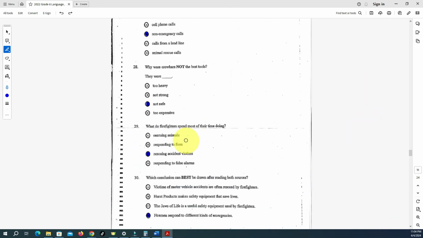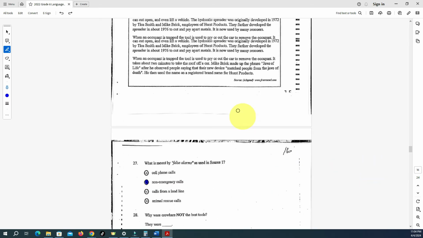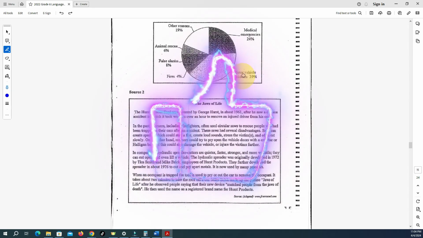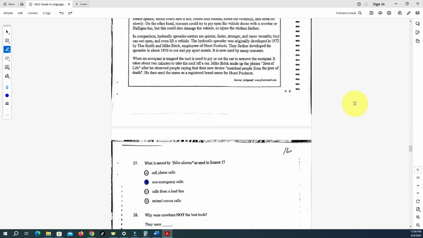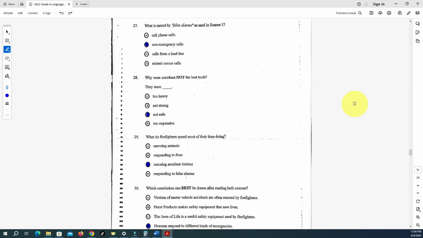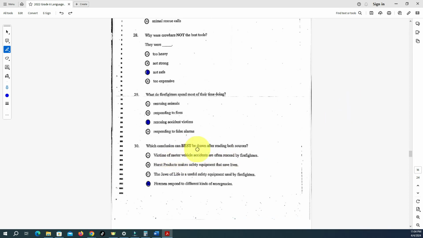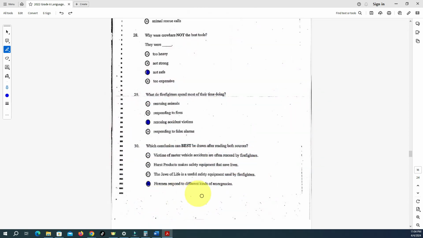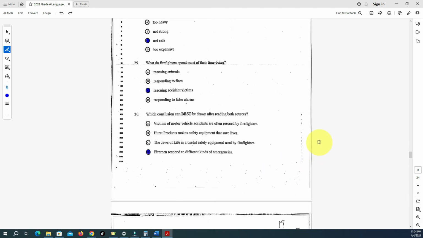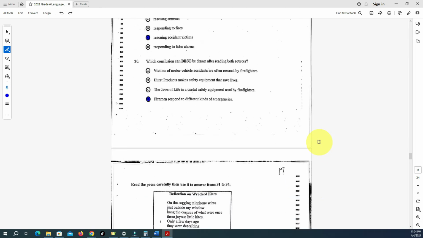What do firefighters spend most of their time doing? I would say rescuing accident victims, because remember, it shows here that 39% of the time, which is the highest percentage, they're attending to motor vehicle accidents, right? All right, which conclusion can best be drawn after reading both sources? So both sources, operative word, both sources. Firemen respond to different kinds of emergencies would be what I chose as the answer.